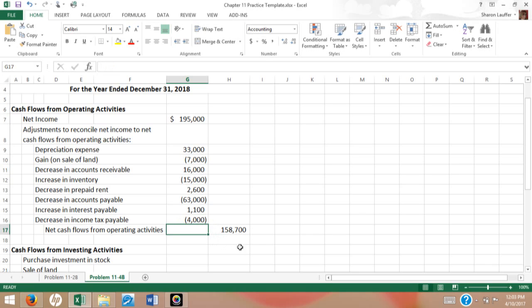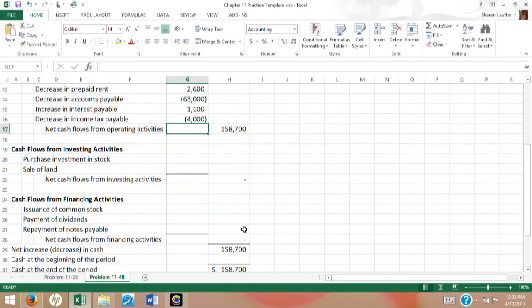And that gives us net cash flows from operating activities of $158,700. So we've basically adjusted the net income to reflect all the cash provided from operations. Provided from operating activities.